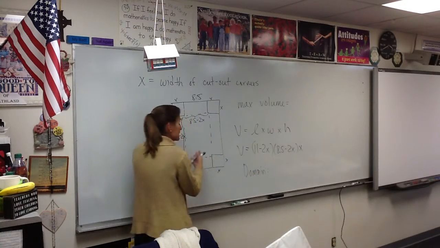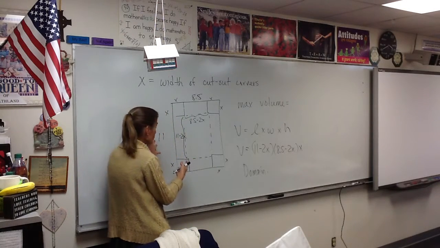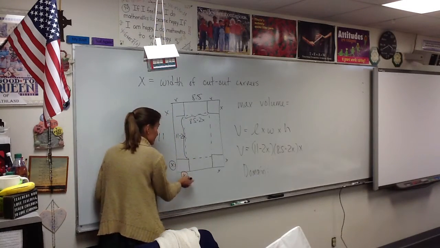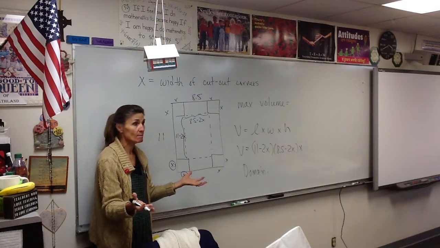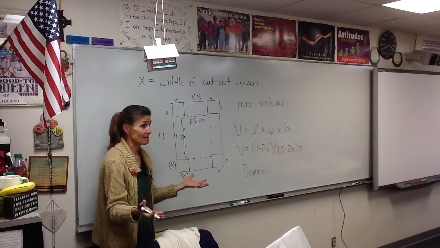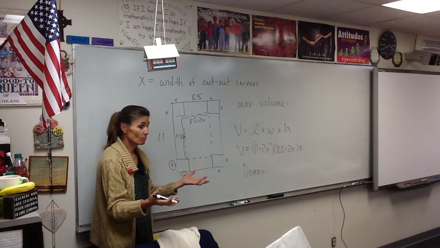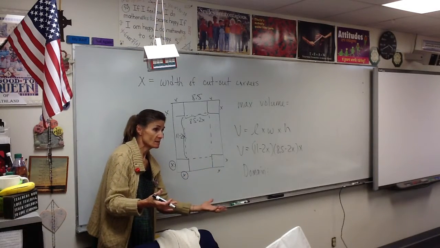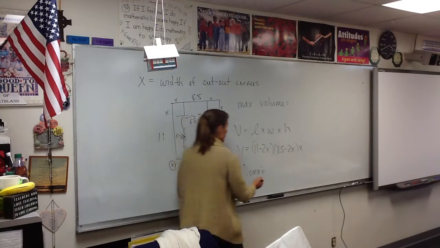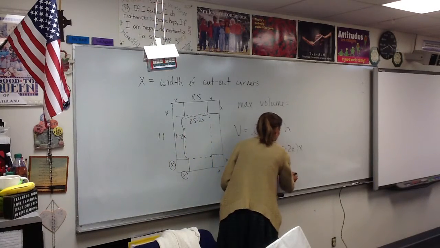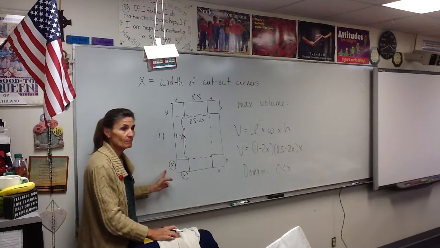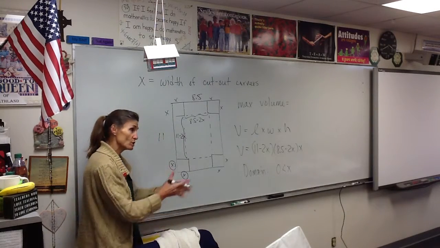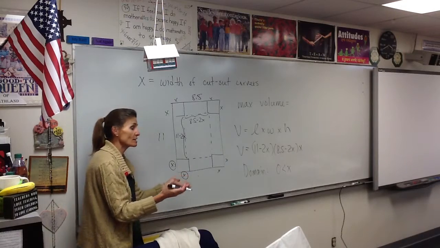However, it's in context. So tell me about x. Tell me how big, how small x can be. It can't be anything. What's its lower limit? 0. X has to be bigger than 0. Would you agree with that? Certainly x can't be negative. And if x were 0, we would just have our flat piece of paper, no box. So it's got to be bigger than 0.